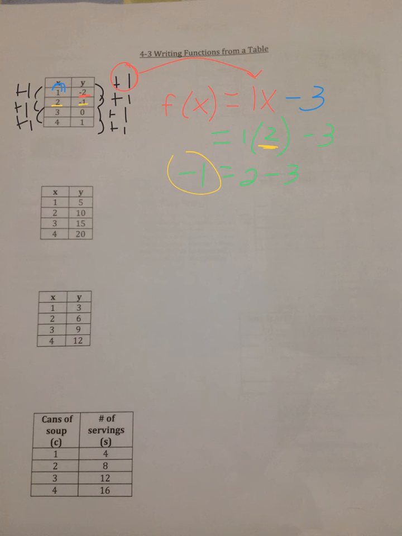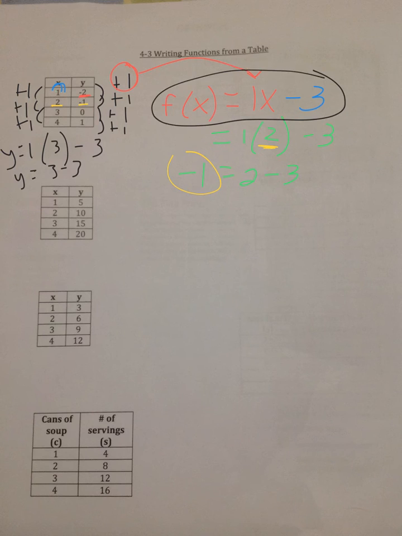So let's go ahead and take a look at the next one with a 3. So if x was 3, you would have 1 times 3 minus 3, and that's going to give you that y value. So you have y equals 3 minus 3, and then you can see it's that 0. So our function rule is f of x equals 1x minus 3, or x minus 3.